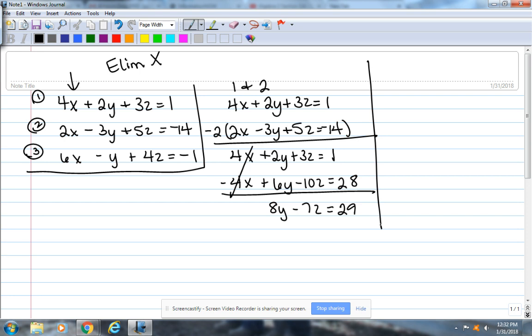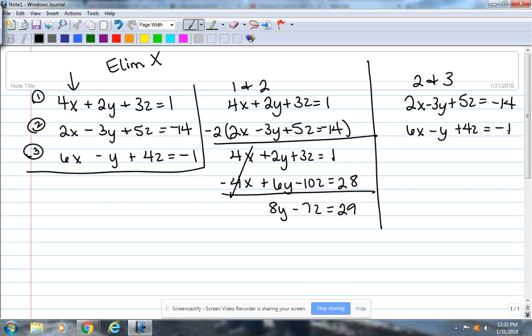Back to the original problem, I picked equation 1 and 2 the first time. This time I'm going to do equation 2 and 3. So I'm going to recopy those: 2x minus 3y plus 5z equals negative 14. And the third one is 6x minus y plus 4z equals negative 1.